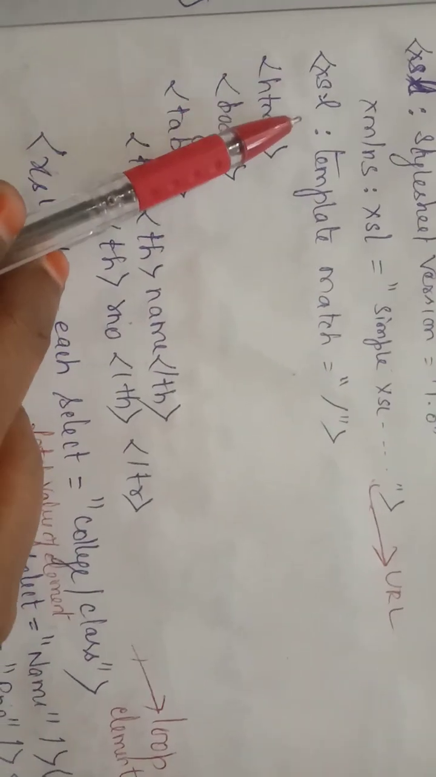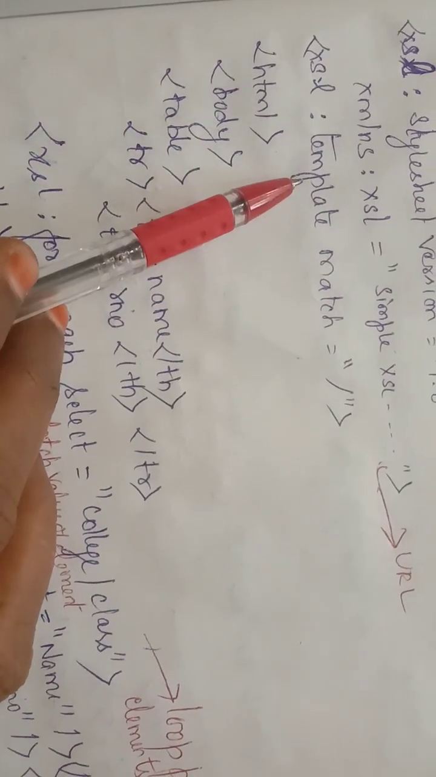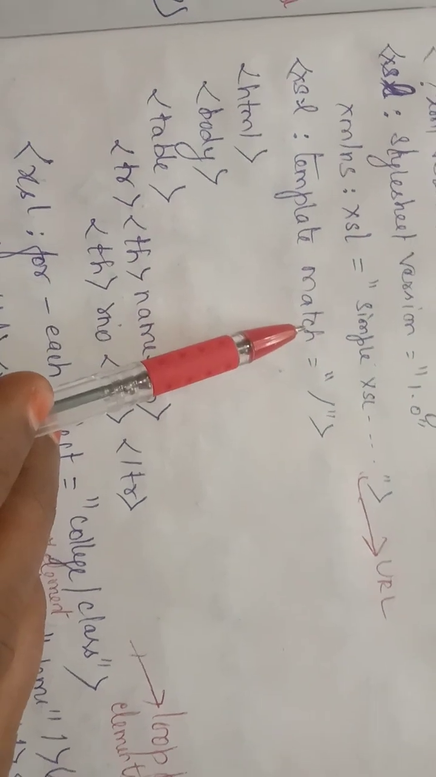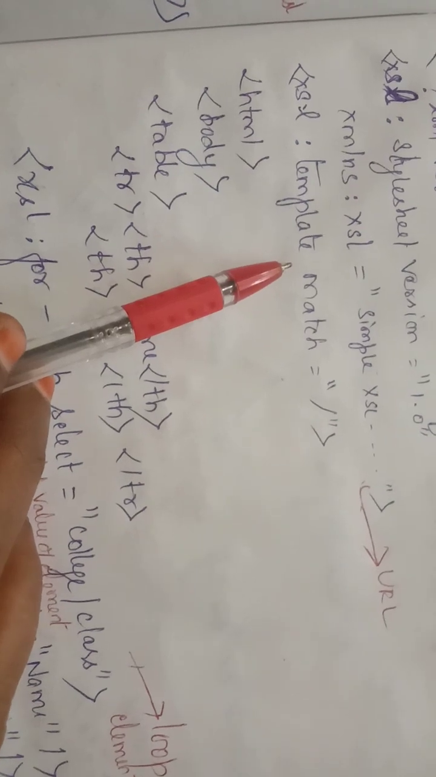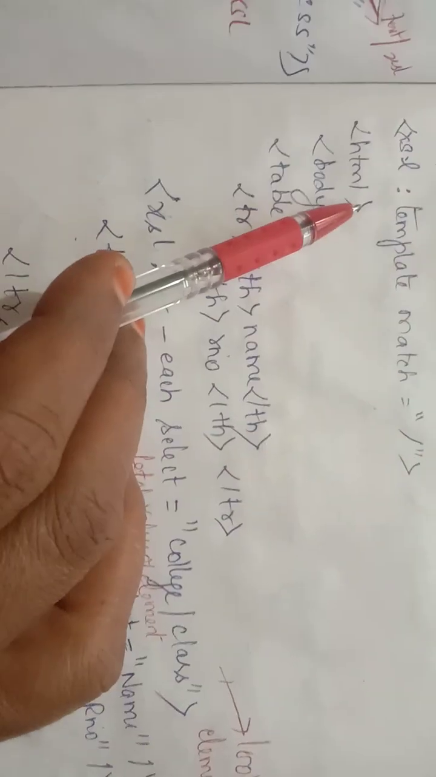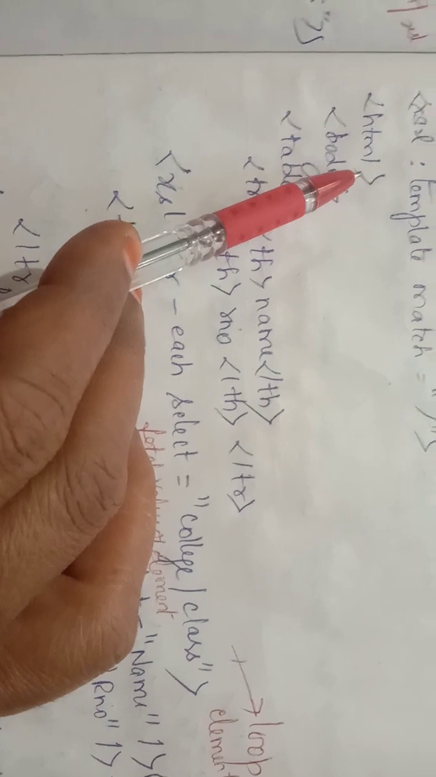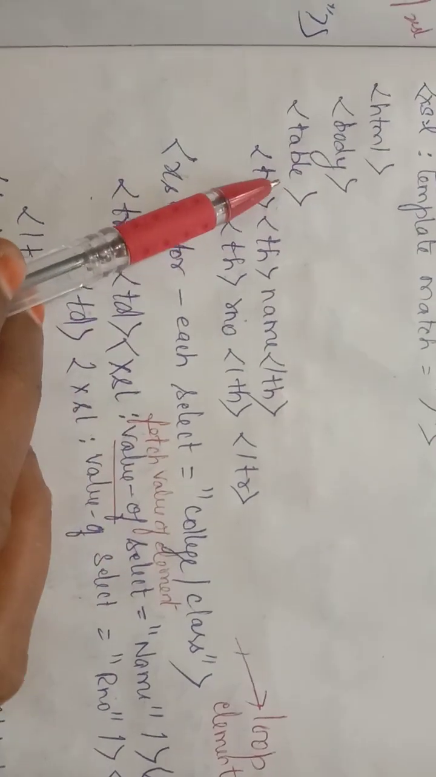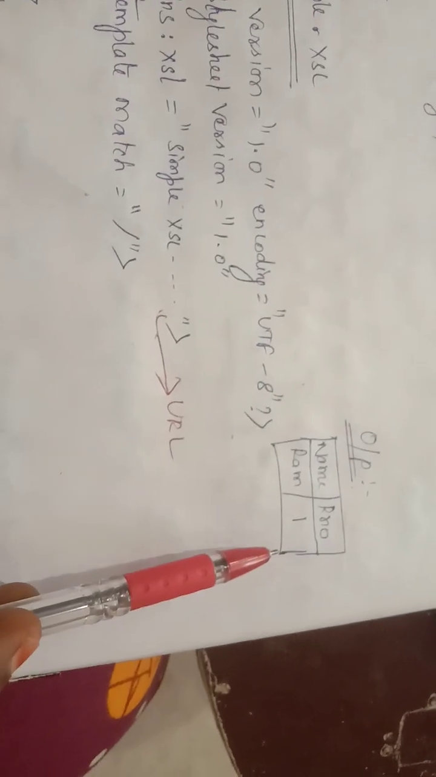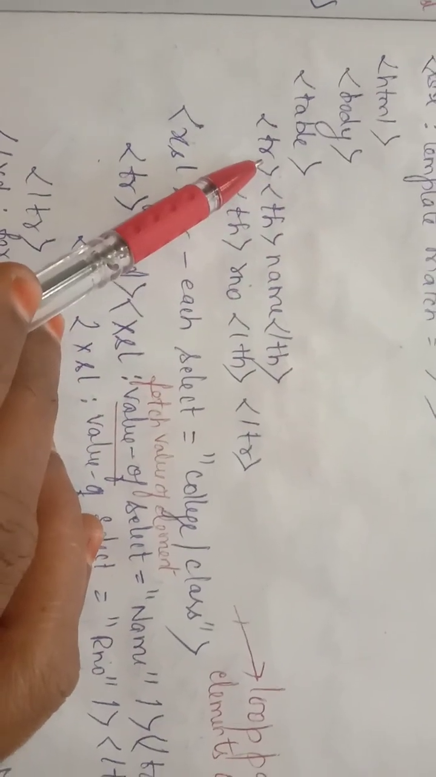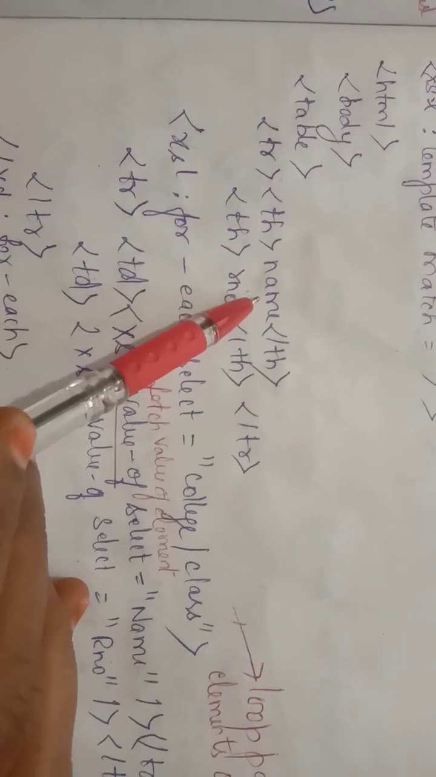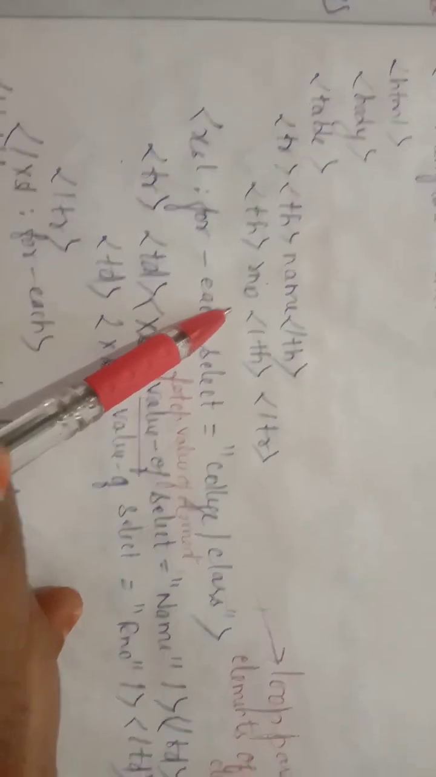And the next line is xsl:template, and what else should it be? match equal to a slash. So this is the syntax for transforming an XML into an XHTML. Then you have to write HTML as usual: the HTML tag, the body tag. For example, I am going to design a table. So I use a table tag, then tr for the first row, and it specifies the heading. I am giving two column headings, name and roll number.